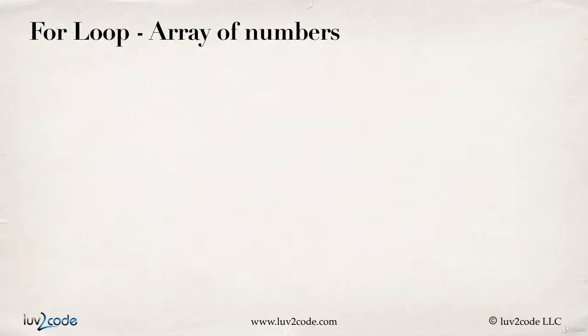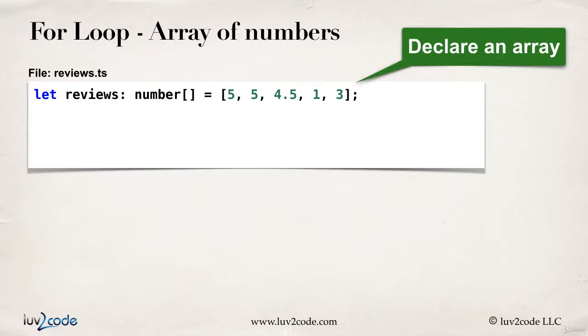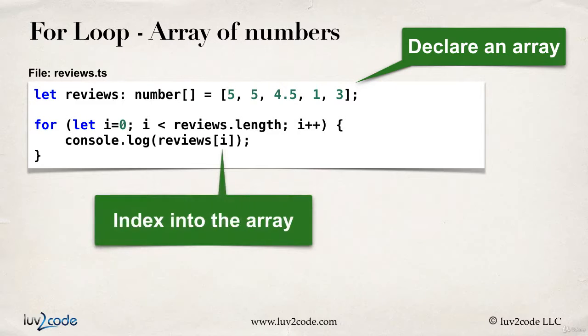We can also use a for loop to loop over an array of numbers. All right, so what I'll do here is I'll declare an array. So this is an array for reviews, number, square brackets. So that's for array, and we can give it some initial values here. And then I'll simply set up a for loop, let i equal 0, i is less than reviews.length, i plus plus. And then I simply print out that given review, so console.log(reviews[i]). So that's how we index into the given array.